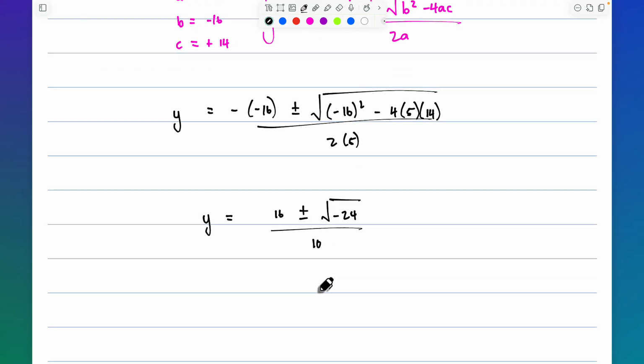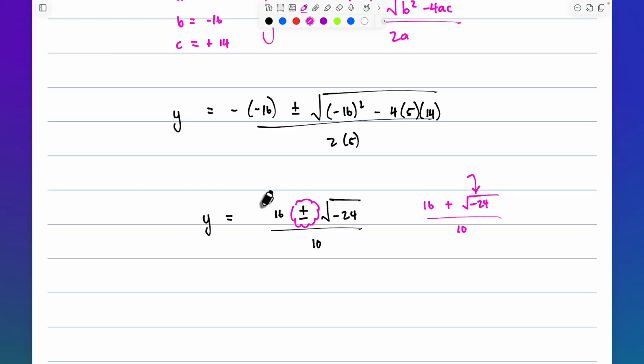Now, the problem with this is, in previous videos we said that in order for us to solve this, you solve for the plus first, and then you solve for it when it's negative, right? But let's say you try 16 plus the square root of negative 24 divided by 10. This is going to give you an error. The reason it gives you an error is because this is not a real value, right? The square root of a negative is not a real value. It's complex numbers, which you only have to deal with in your A-level stuff. For now, we say this has no solution.